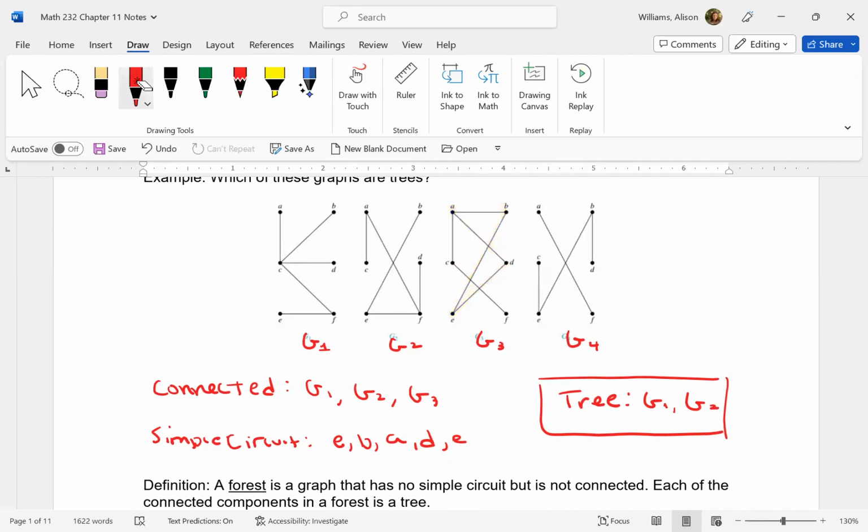We could go down the path for D, right? We could go this way, or we could go the path through B and get there that way. So we had multiple ways that we could get there, and that is why it has a circuit.